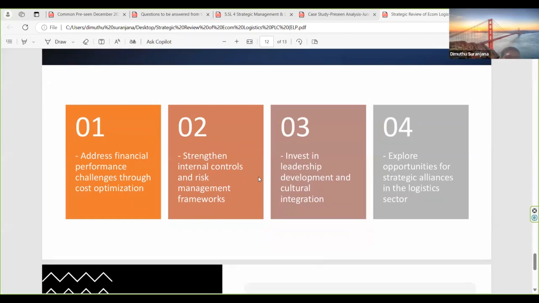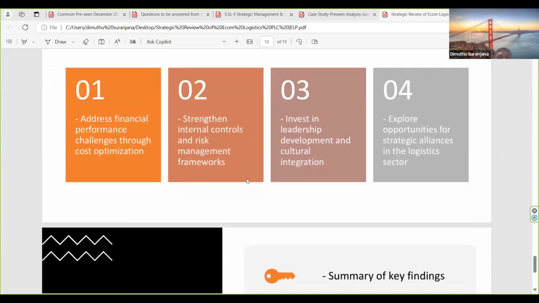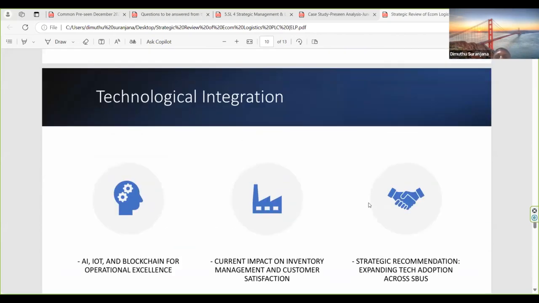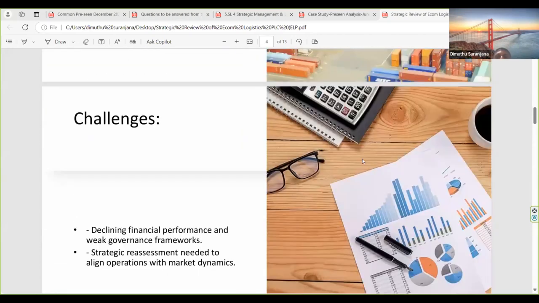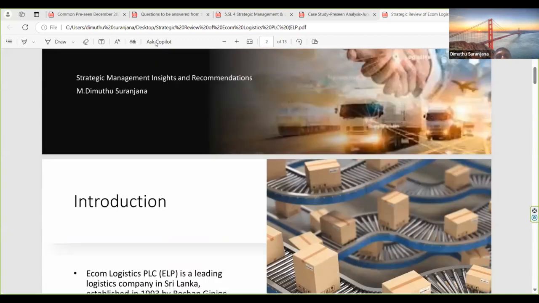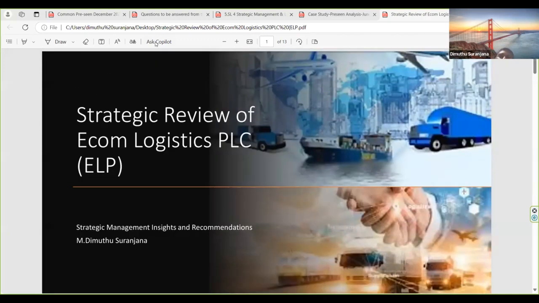So overall recommendation summary-wise, I will share this one. Don't worry. Address financial performance challenges through cost optimization, strengthen internal controls and risk management, innovative leadership, develop cultural integrations, explore opportunities for strategic alliances in the logistic sector. This is the summary of the case study. Yes, I'm sharing this one. Don't worry, nothing to worry. I'm sharing this too.